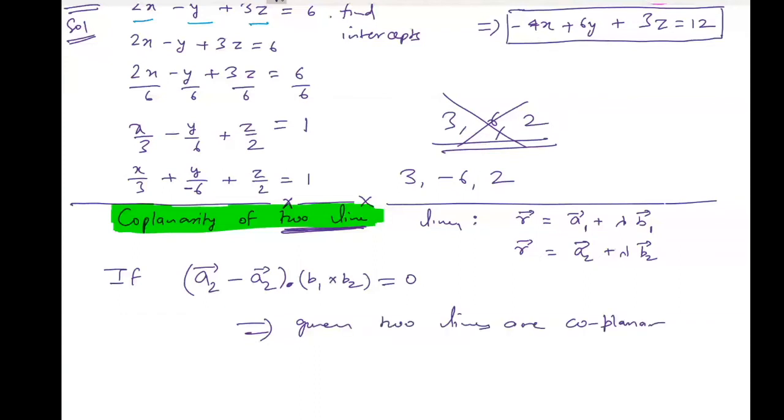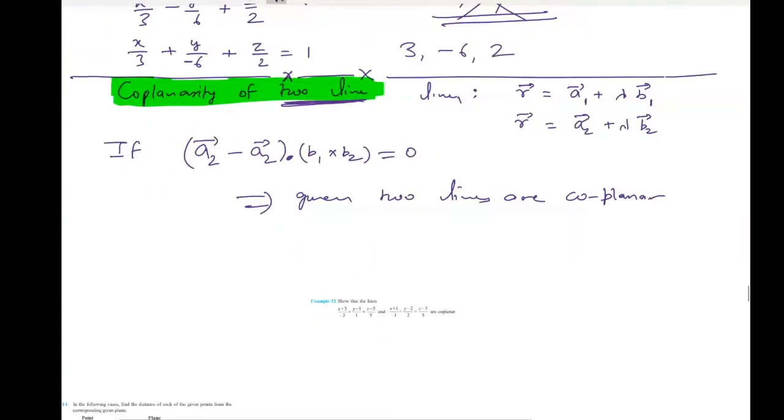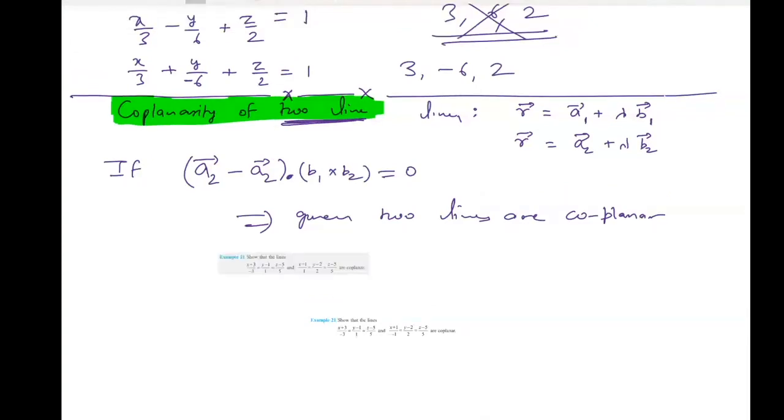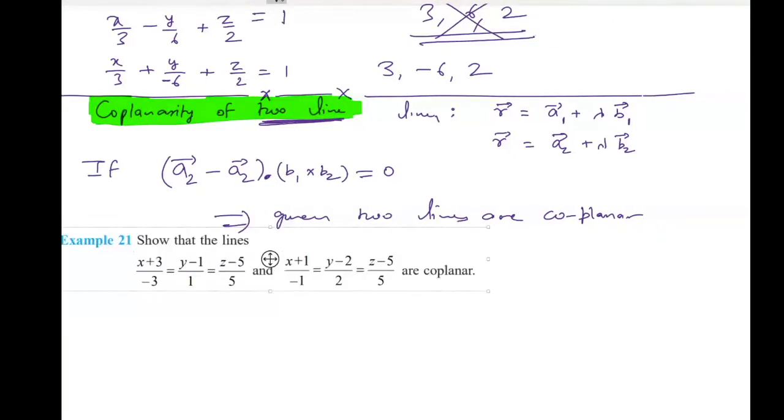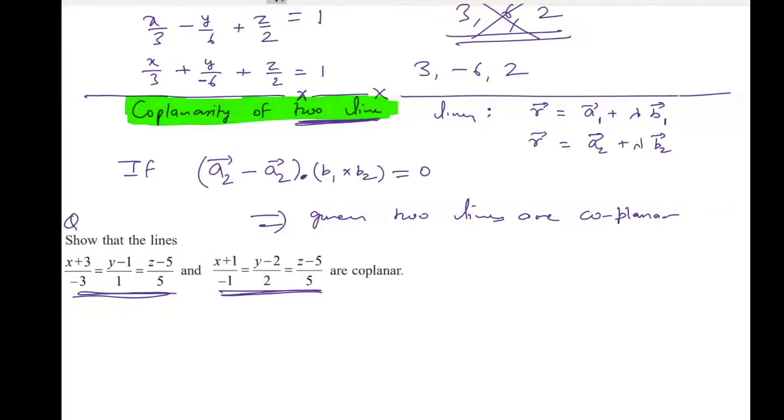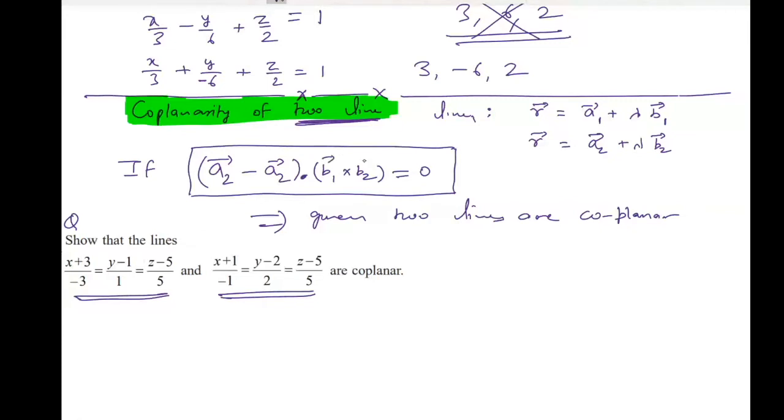Now I'm taking a question, taken from your NCERT only. The lines are given in Cartesian form. This is the first line and this is the second line. Again the formula is the same, nothing new. You just need to find the vectors: a1 vector, a2 vector, b1 vector, b2 vector.